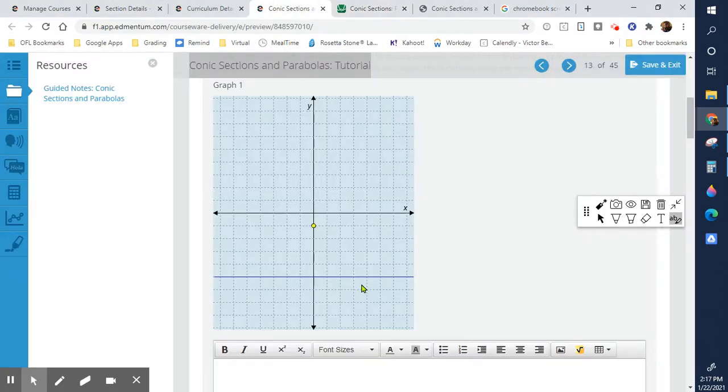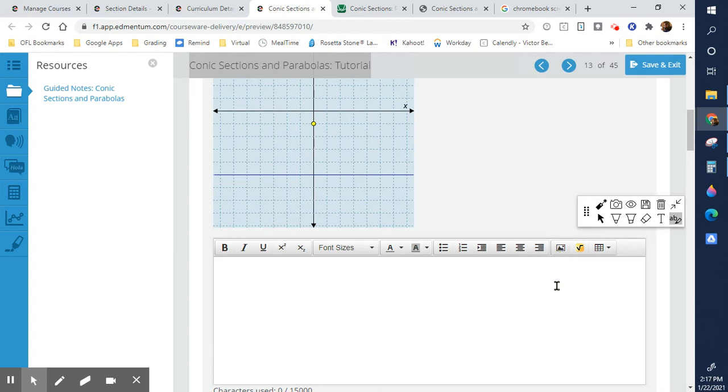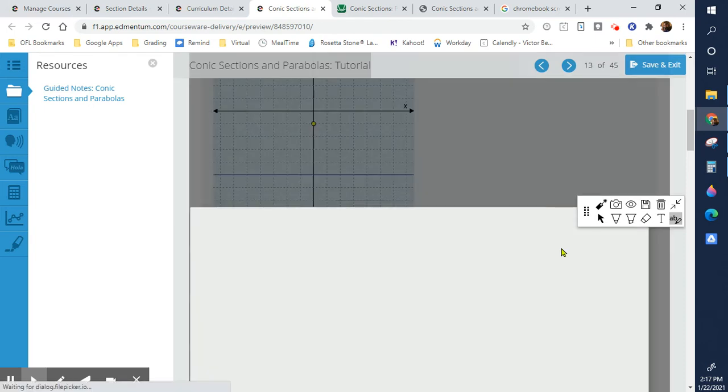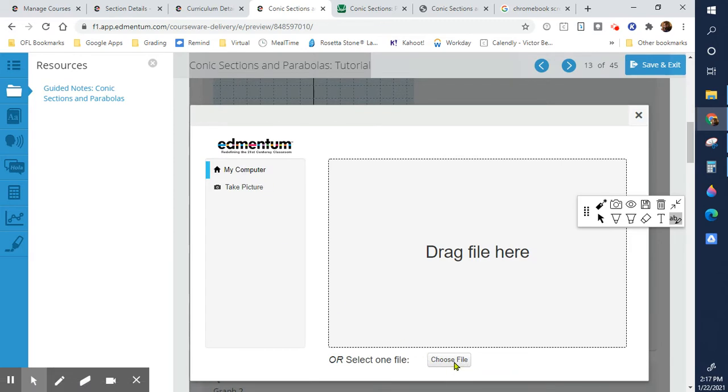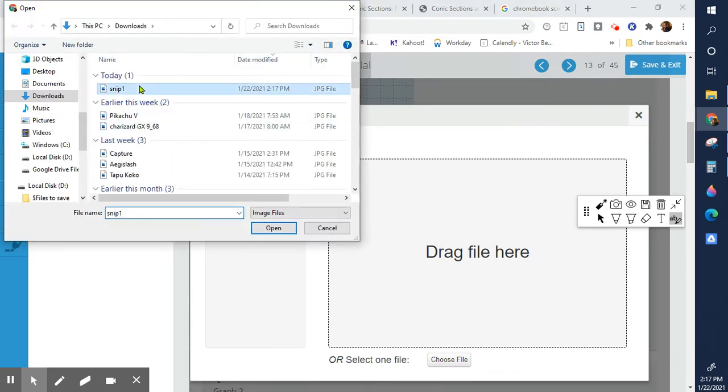And I'm just going to go here to my insert image. It's this little mountain with a sun. And I'm going to go to choose file. Go here.